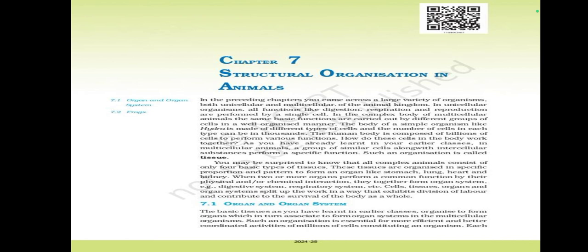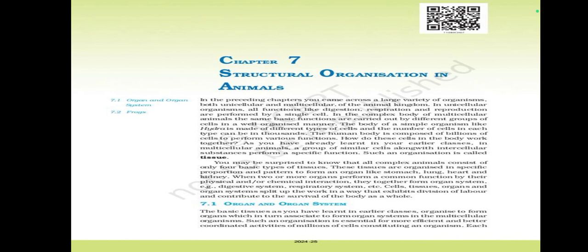A body of a simple organism like Hydra is made up of different types of cells, and the number of cells in each type can be in thousands. The human body is composed of billions of cells to perform various functions. How do these cells in the body work together?